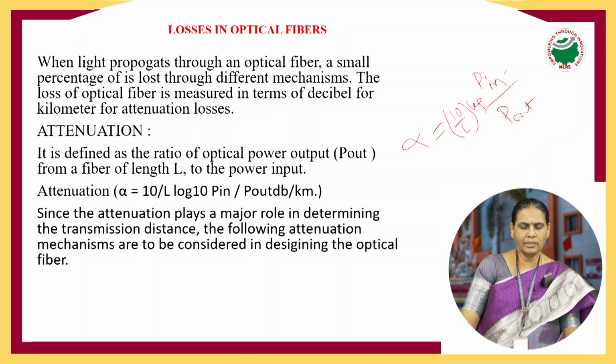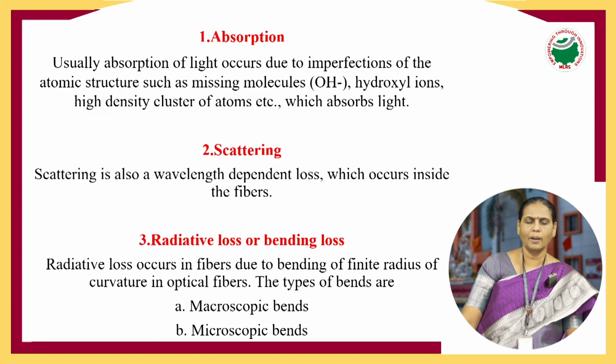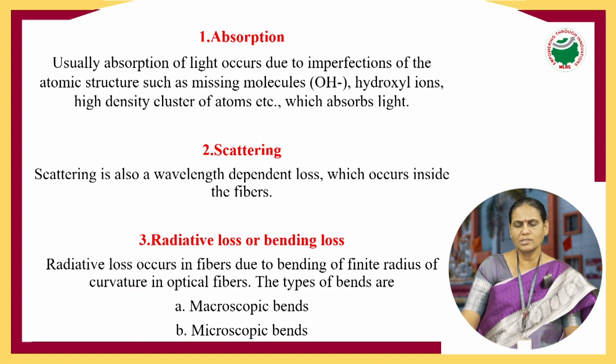Now, attenuation plays a major role in determining the distance of signal transmission, through how much distance it has traveled. Based on the distance traveled, we can say how much loss is obtained inside the optical fiber. Then, there are different types of losses: absorption losses, scattering losses, and radiative losses.